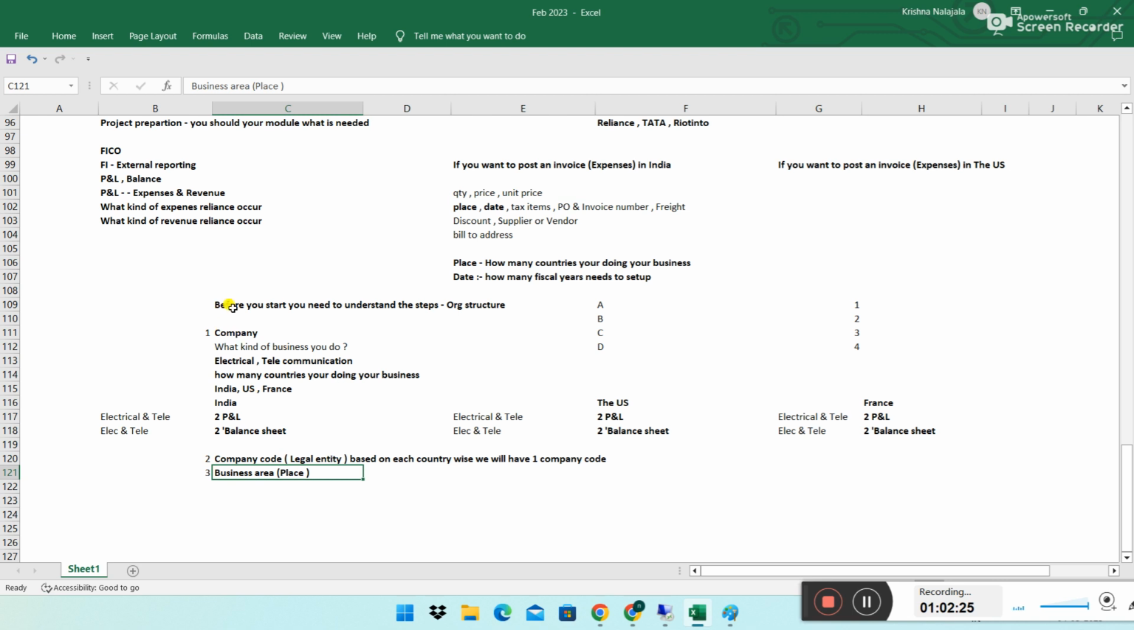We have just started the organization structure, so there are almost 18 steps. Step by step you need to understand. In general, be it any ERP application, the logic remains the same. Now this enterprise structure, whatever organization structure we are discussing, we have to configure one by one in a system. Then you will get the clarity.